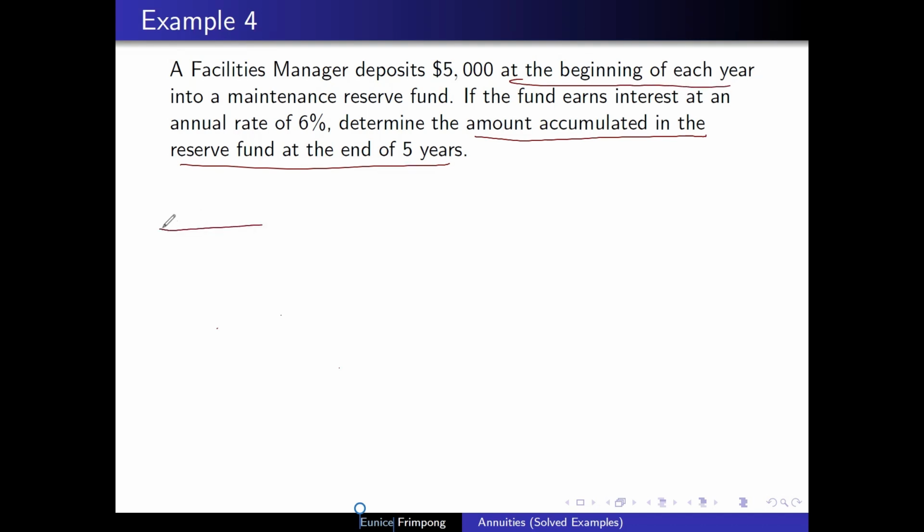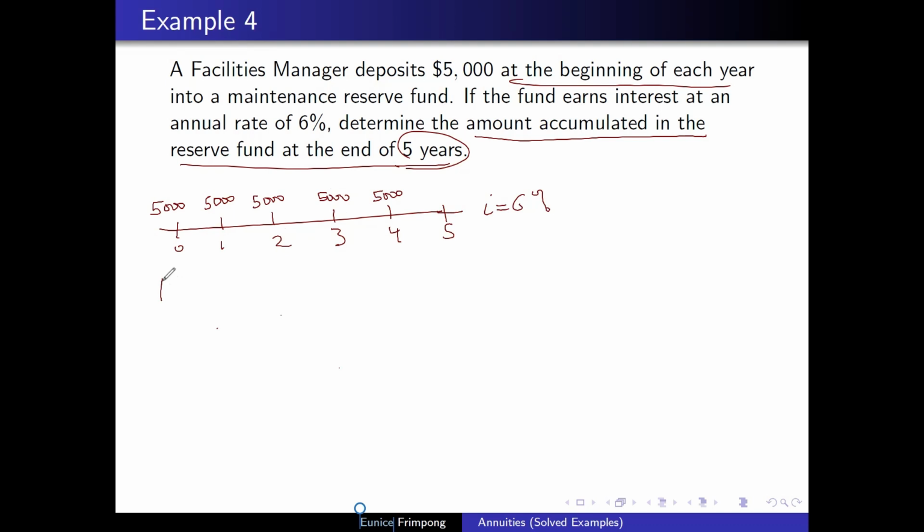So I'll start by drawing my timeline. There are 5 years involved. So 0, 1, 2, 3, 4, 5. He makes deposits of 5,000 at the beginning of each year. So 5,000 at the beginning of year 1, 5,000 at the beginning of year 2, 5,000 at the beginning of year 3, and so on. And then 5,000 at the beginning of year 5. Interest involved here is 6%.